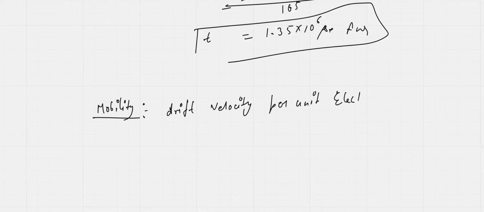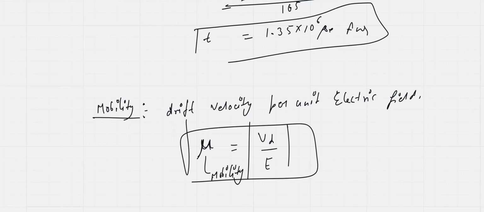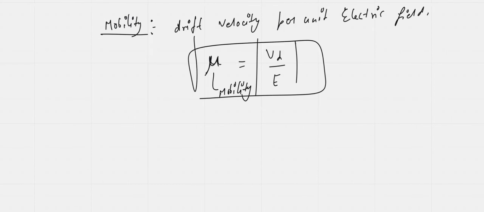Electric field. So this is the representation of mobility, like how mobile your electron is. Vd divided by electric field. This is the value of mobility. Okay, formula. So one problem I'm giving you on the basis of this itself.